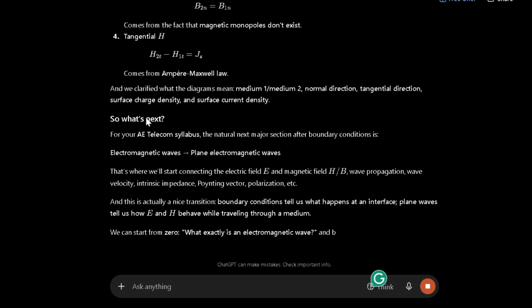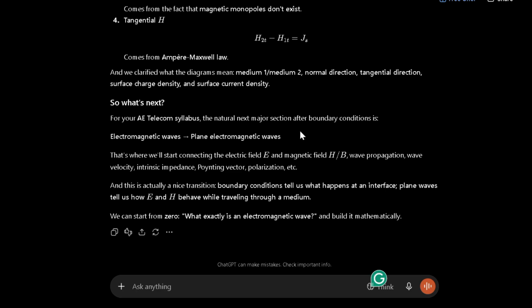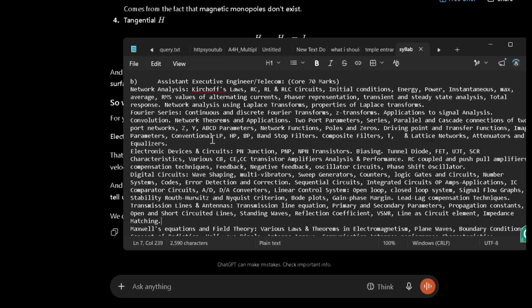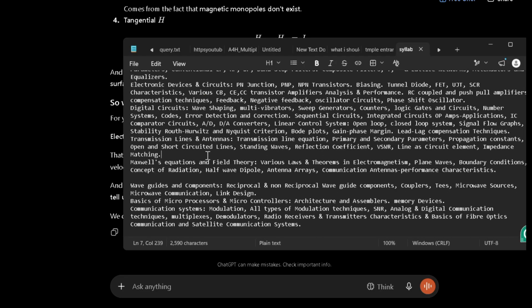So what's next? The natural next major section after the boundary equations is electromagnetic waves. That's where we will start, connecting the electric field and magnetic field propagation with speed. Let me look into the syllabus. The next topic is boundary radiation. I will be showing plane waves.